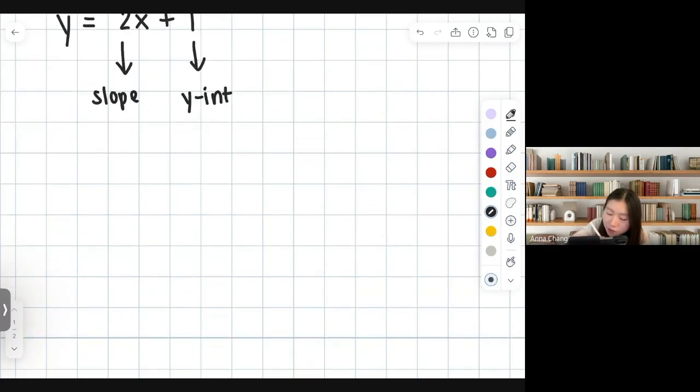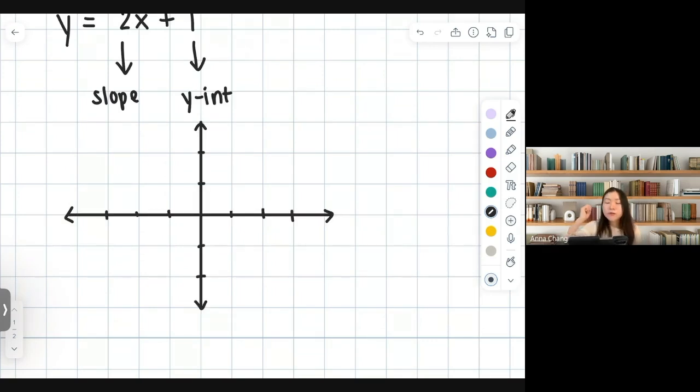Let me go ahead and draw a coordinate plane for us. Remember that our values increase to the right and increase as we go up. So our positive values are going to be to the right and up here. Our negative values are going to be to the left and down here. Our x values go from left to right. Our y values go up and down.